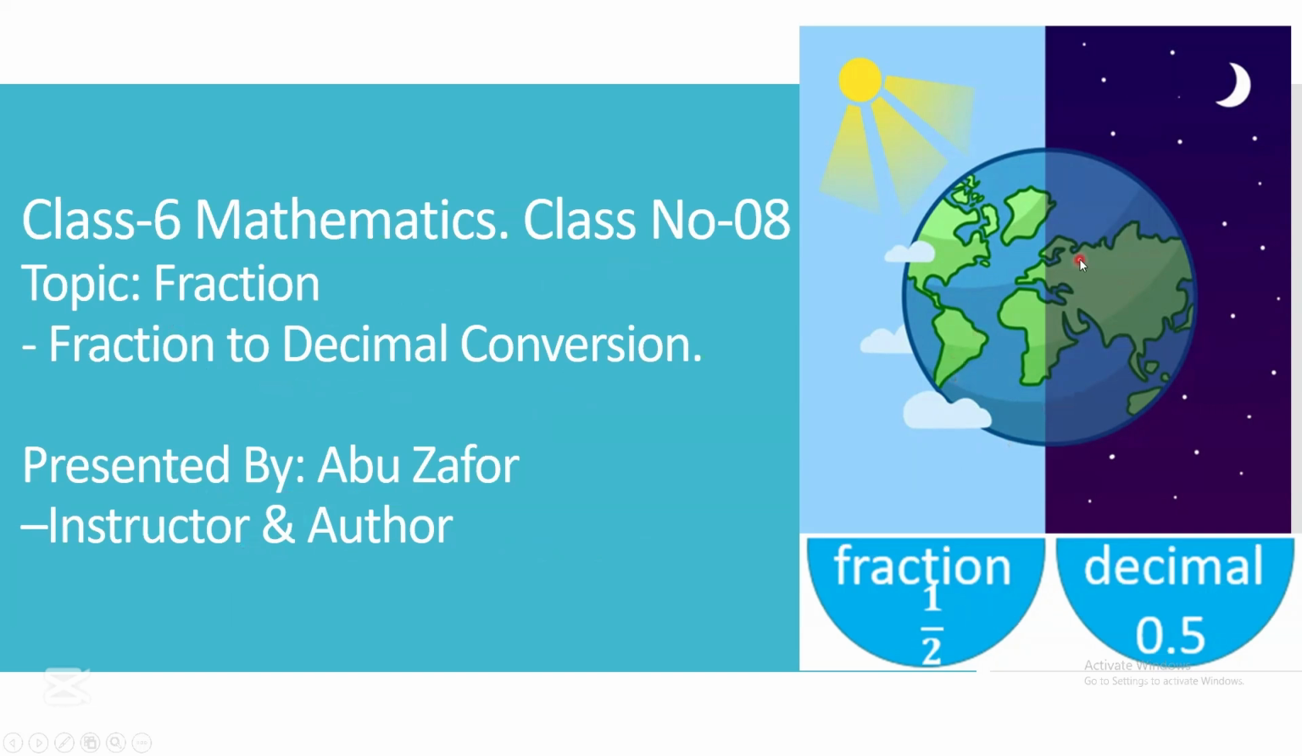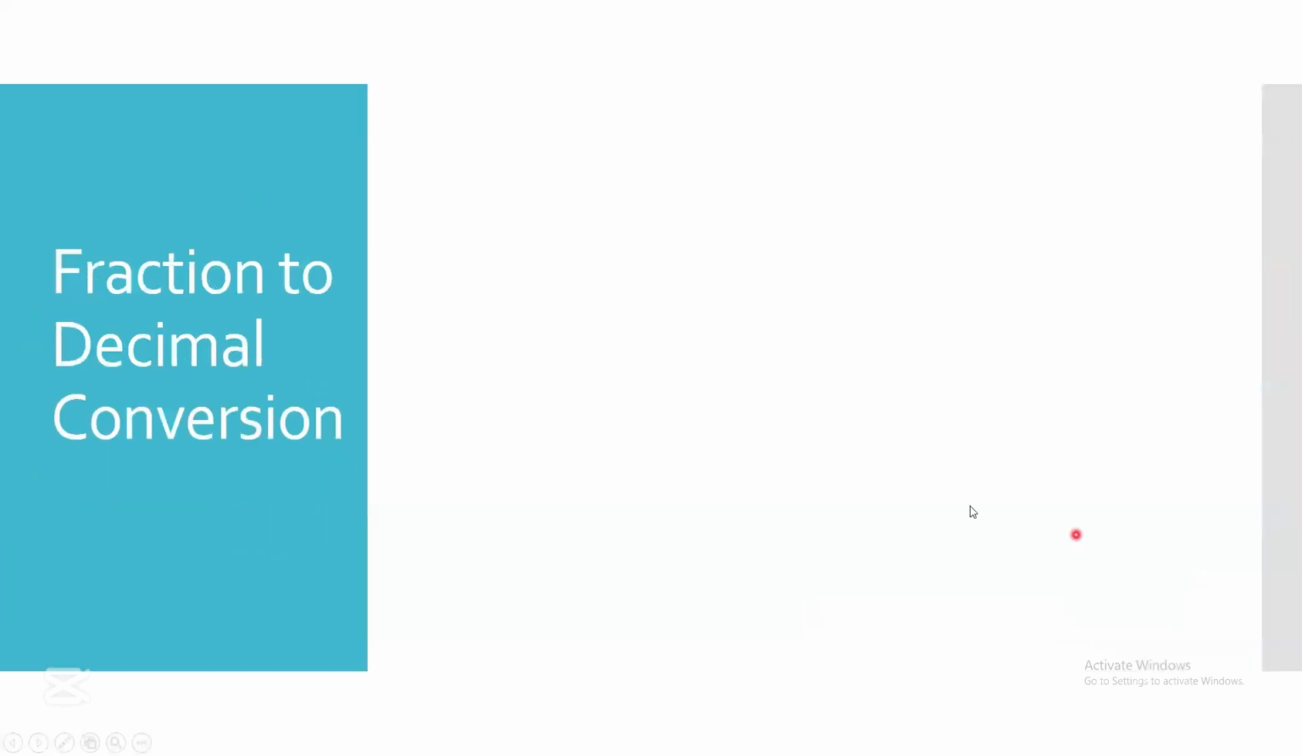And here you can see the picture of our earth. Half is day part, half is night part, and the fraction you can write like 1 by 2, or in decimal the same fraction you can write like 0.5. So we'll discuss in detail here: fraction to decimal conversion.